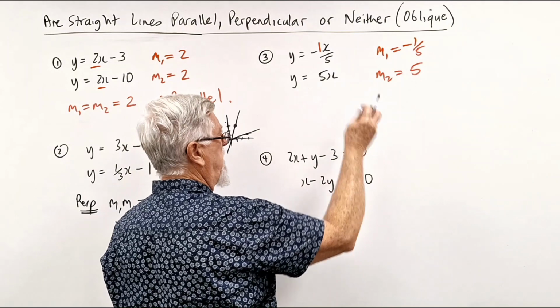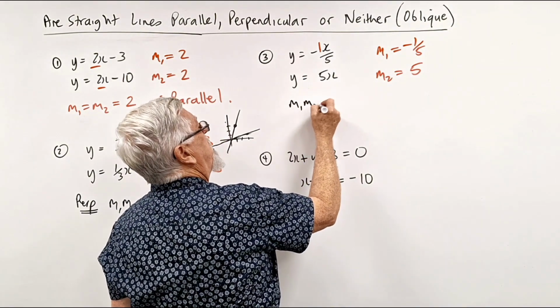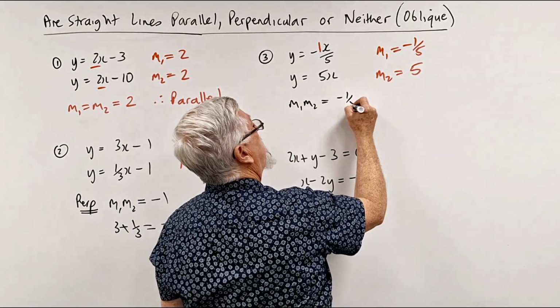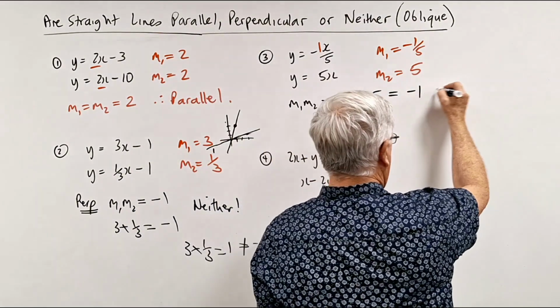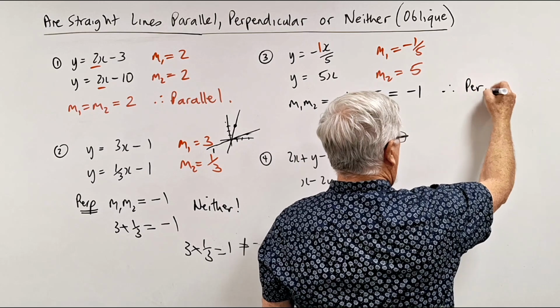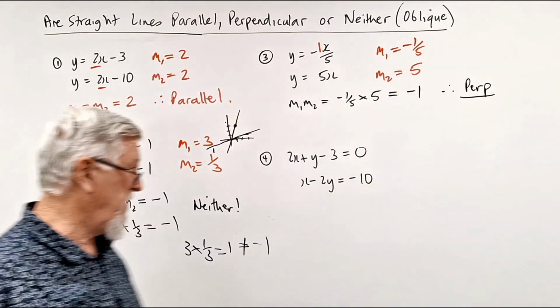So let's write the rule properly. M1 times M2 equals minus 1/5 times 5, and most people will be okay with just saying that's minus 1, and then you can say therefore they are perpendicular. You don't have to write the whole word for perpendicular.